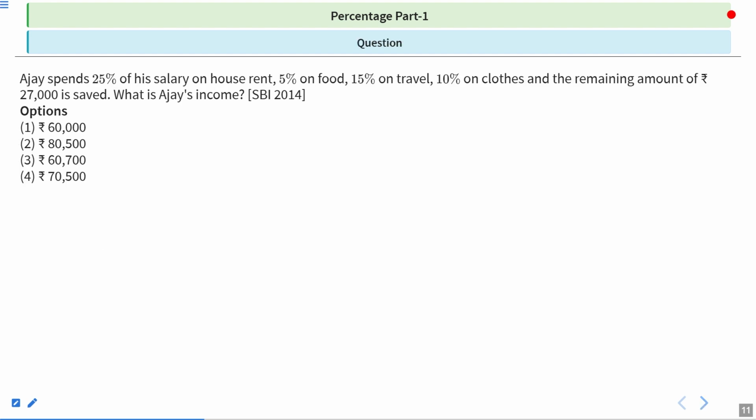Ajay spent 25% of his salary on house rent, 5% on food, 15% on travel, 10% on clothes, and the remaining amount of rupees 27,000 is saved. What is Ajay's income? This question was asked in the SBI 2014 exam. Now there are four options. First one is 60,000, second one is 80,500, third one is 60,700, and fourth one is 70,500. Now you have 10 seconds to solve this question. Your time starts now.